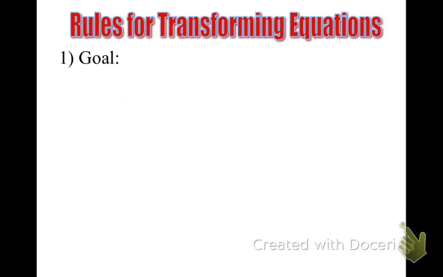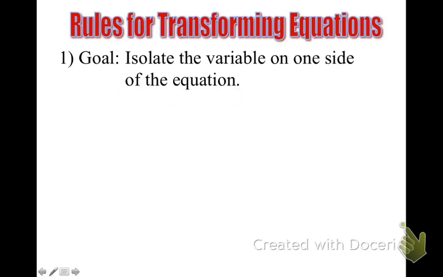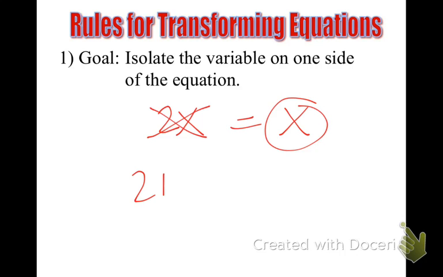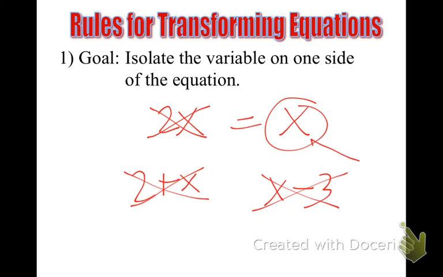First off, your goal. Your goal is always to get your variable on one side of the equation. Either side doesn't matter, but you have to get the variable all by itself. So I don't want to see a 2x. That's wrong. It has to be an x all by itself. No 2 plus x, wrong. Or x minus 3, wrong. X has to be completely by itself.